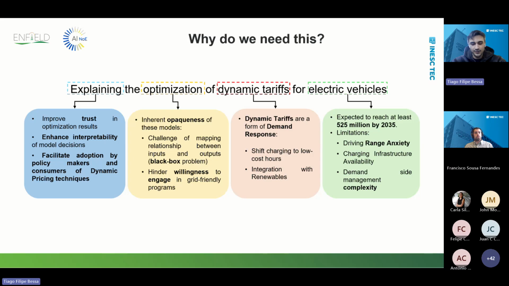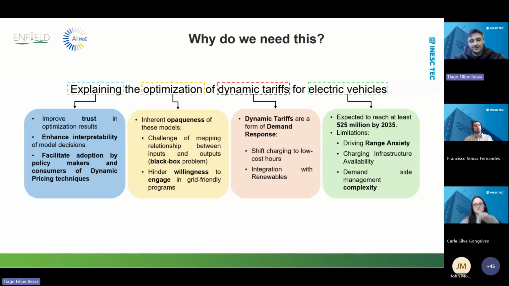However, when we are trying to develop this kind of strategies, we develop optimization models that are really challenging to understand, meaning that we cannot establish a relationship between the input and the output or solution of the model. This is called the black box problem. So the project that I have been working on tries to tackle this issue by explaining this optimization. Therefore, we aim at improving trust so that EV users or many other stakeholders can use this type of technique that we recognize as beneficial, not only for them, but also for the grid.